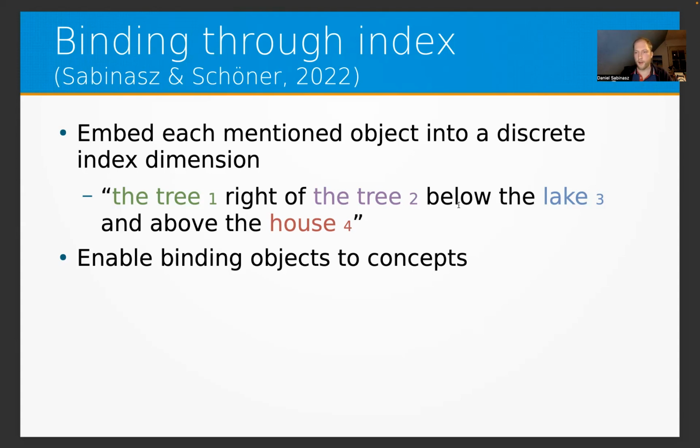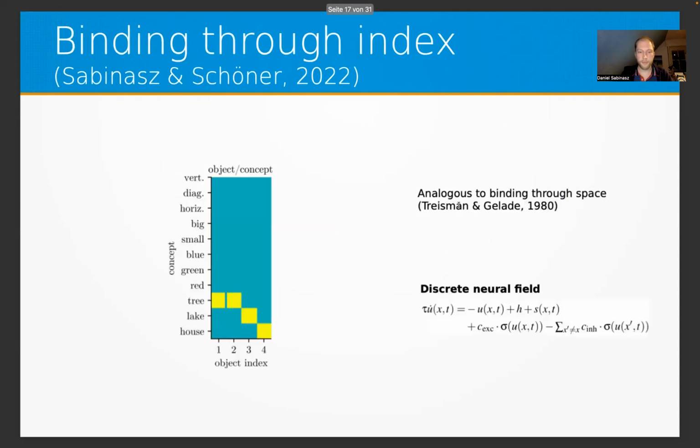The second ingredient then is a neural mechanism that enables binding objects to concepts by virtue of that index. And this is the neural field model that we came up with for that. So this actually introduces another notion of a neural field, namely the notion of a discrete neural field. While you know that the kinds of neural fields that you have seen so far in DFT might be called continuous neural fields, and that is because the feature dimension over which they are defined is continuous. Examples would be spatial location.